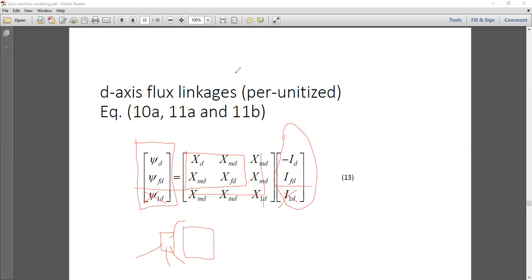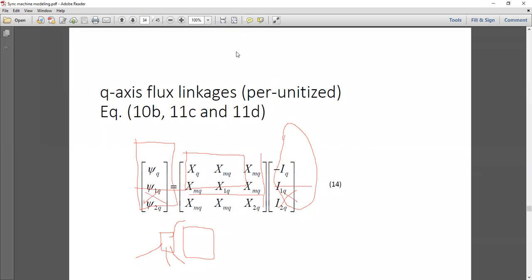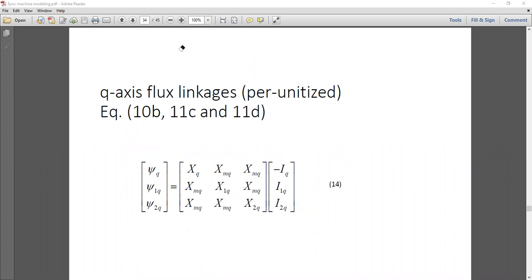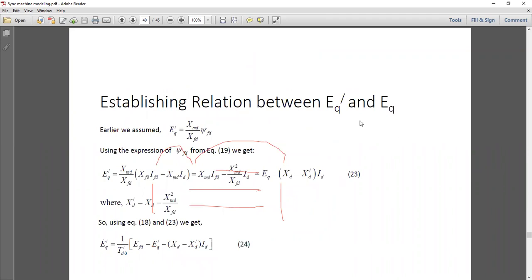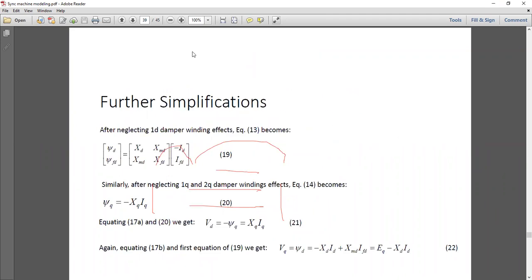What about the Q axis flux linkage? Which of these will again vanish? psi 2Q. psi 2Q, okay, psi 1Q also. psi 1Q and psi 2Q. So we will be left with only this and this. So we will be left with only psi Q, XQ, and minus IQ. So with this simplification, we get equation number 19 and 20 respectively.